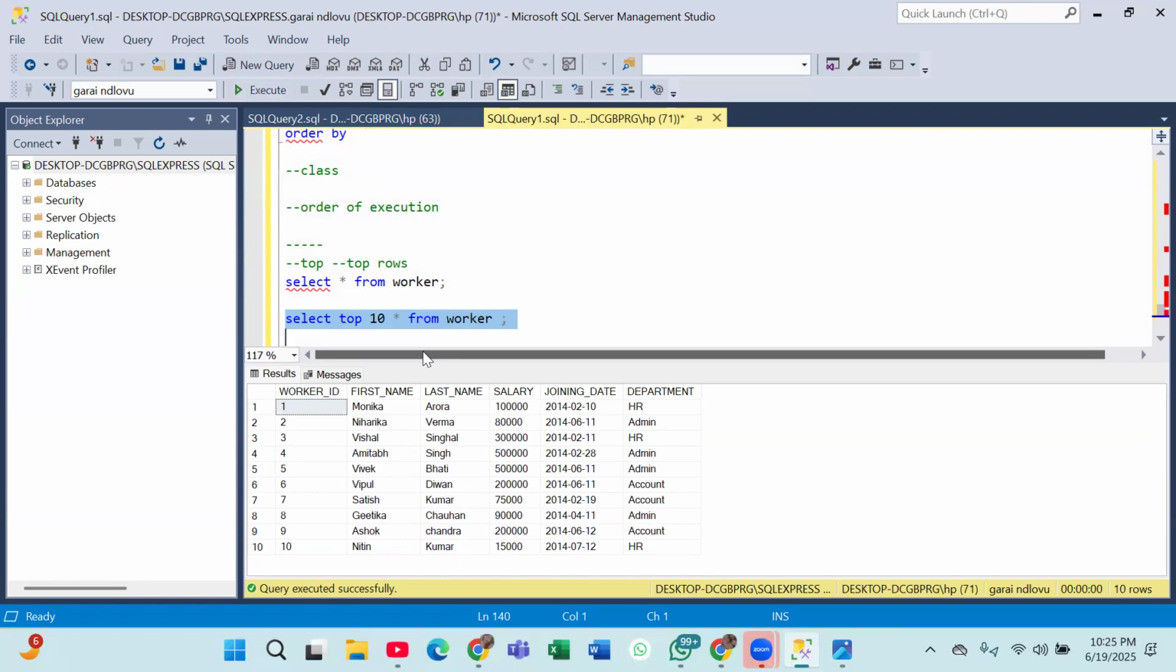Is this clear with everyone? Yes, Pragya, what is the difference between top 10 and limit 10? Both are the same. Top is used in Microsoft SQL Server, limit is used in MySQL. Okay, yeah, both are the same.